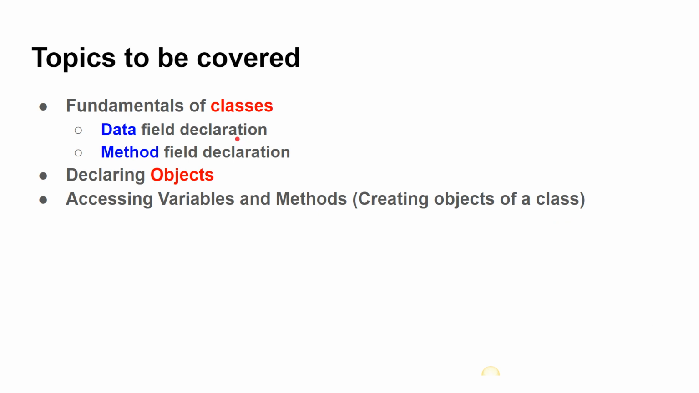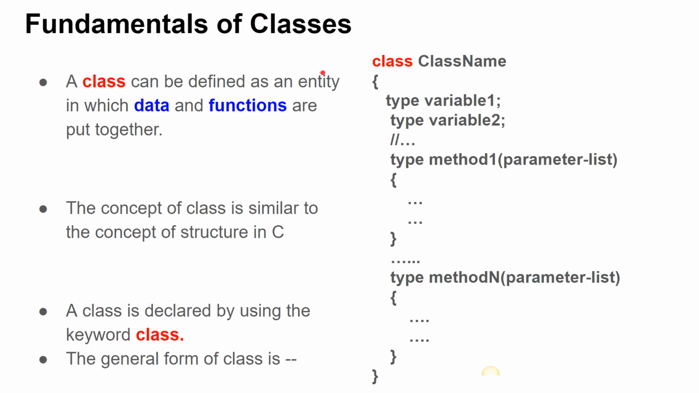Hello everyone. In this session, we'll discuss variables, methods, classes, and objects. We'll cover these topics: fundamentals of classes. In this, we have data field declaration and method field declaration. In this entire video, class will be in red color, data and method will be in blue color, and objects are also in red color. Then accessing variables and methods, and creating objects of a class. First one is fundamentals of a class.